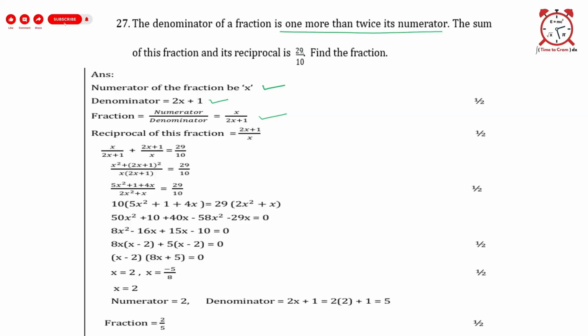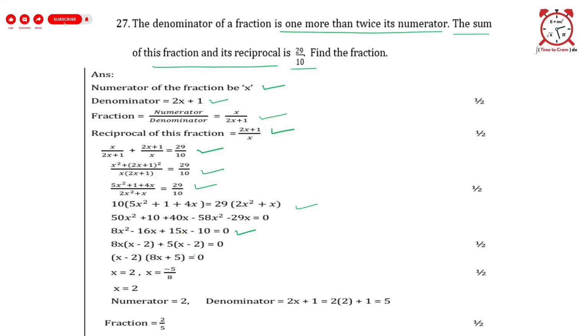Now its reciprocal, because the sum of this fraction and its reciprocal is 29 upon 10. So its reciprocal is (2x plus 1) by x. Now their sum is 29 by 10. Now after simplification step by step, we will have the quadratic equation 8x square minus 16x plus 15x minus 10 equal to 0.